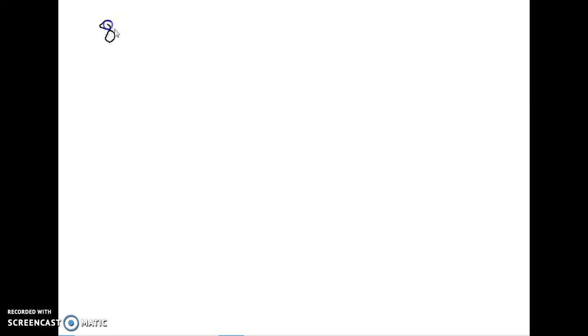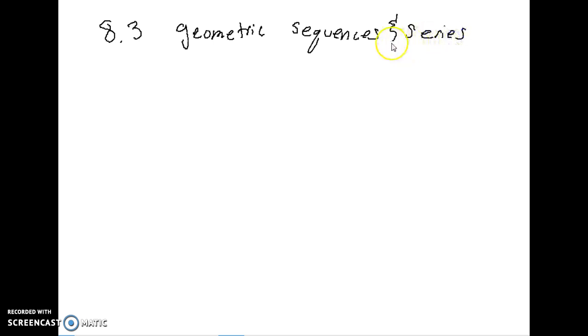Today is about lesson 8.3, geometric sequences and series. So we've already talked about how arithmetic mimics lines, so the slope-intercept form. So geometric is going to mimic exponential.